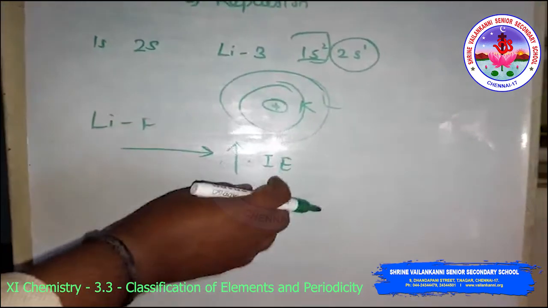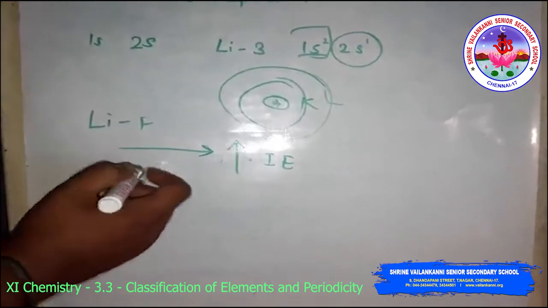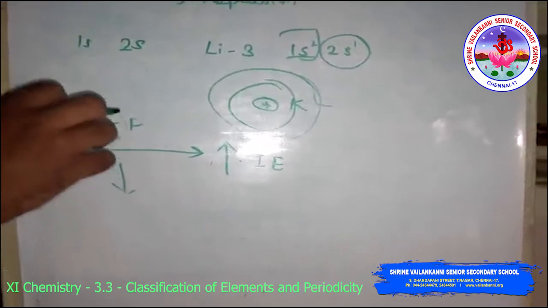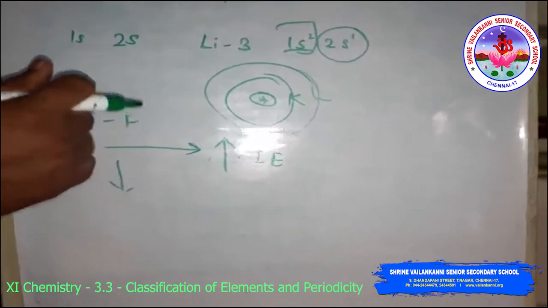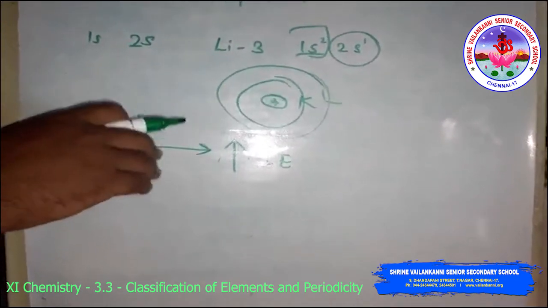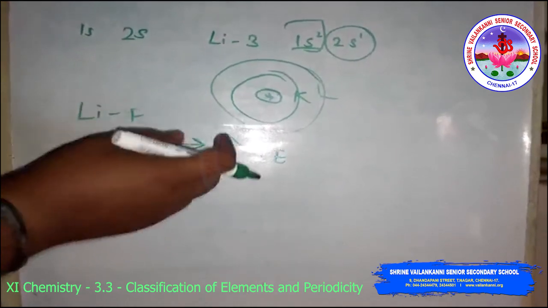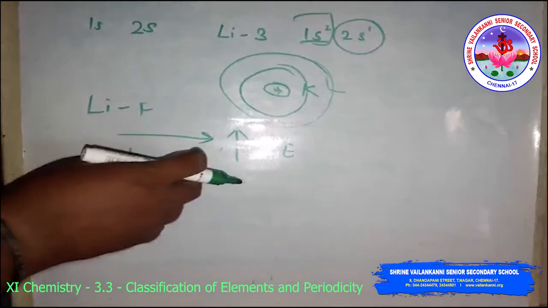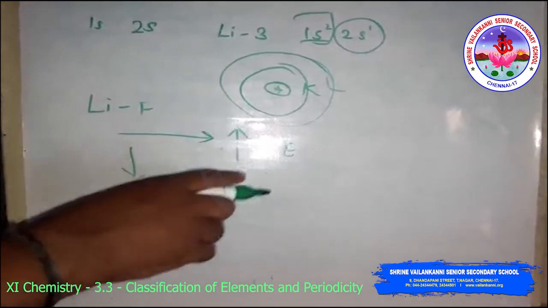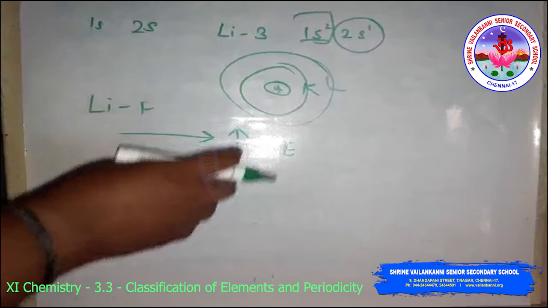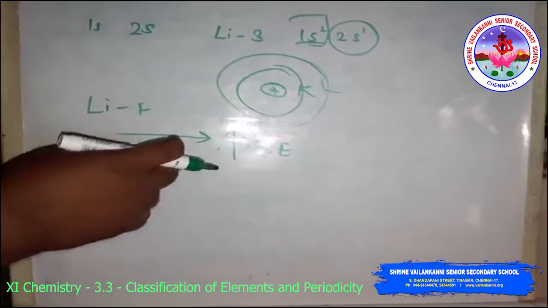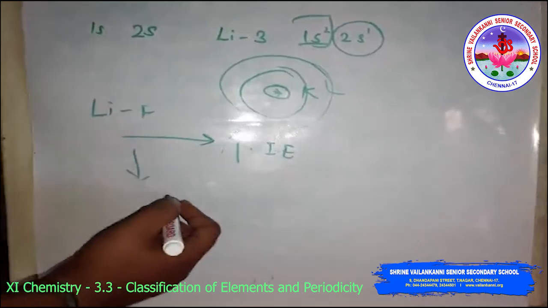As we go down the group, the outermost electrons are increasingly further from the nucleus, and there is increased shielding of the nuclear charge by the electrons in the inner levels. In this case, the increasing shielding outweighs the increasing nuclear charge, and the removal of the outermost electron requires less energy down the group.